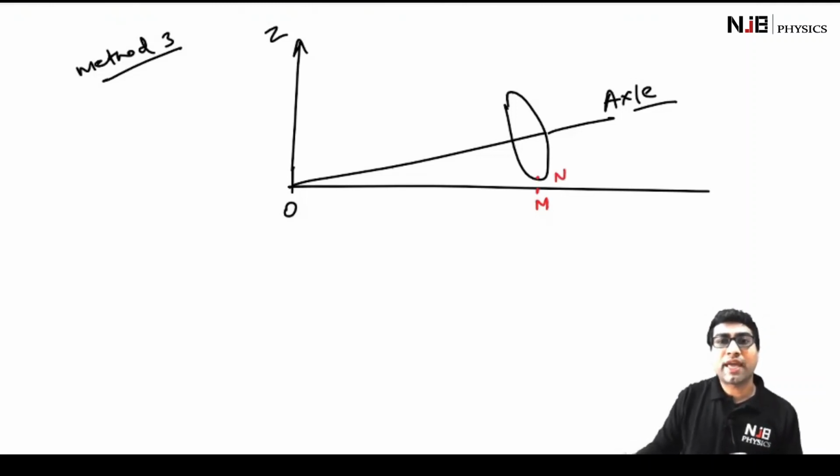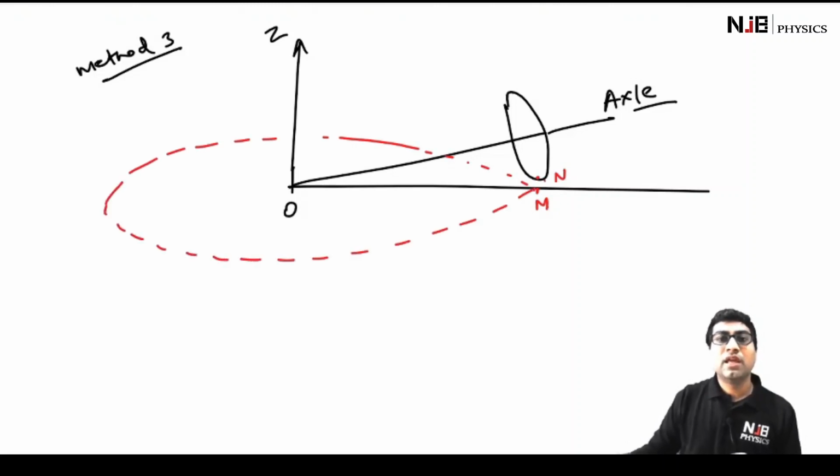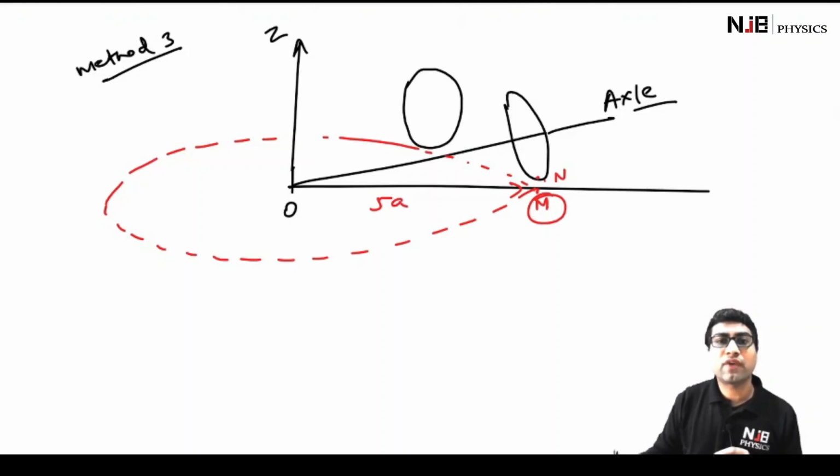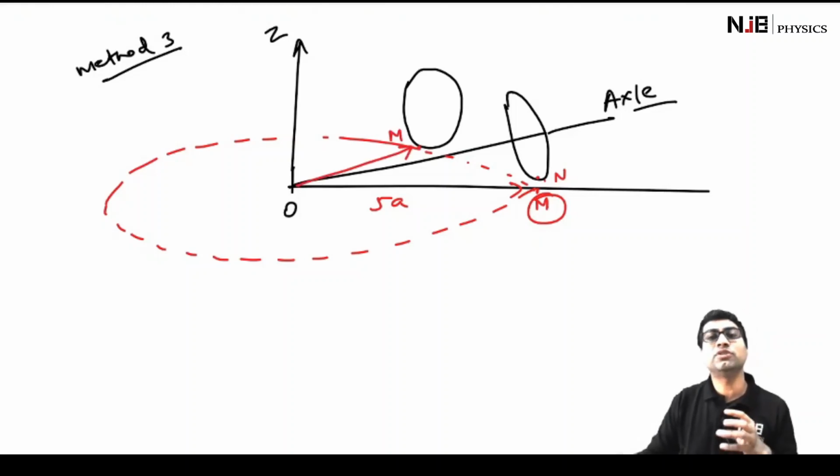If we look at this point M, it is going to revolve in a horizontal circle like this, as we did in the previous method. Now let's imagine how this disk is going to look after some time. Let's say the disk reaches this point. This is the initial position of M, and the distance from O is 5a. So what will be the final position of point M? The point M will be here, and this is the new position vector of point M. You can see that this position vector of M has rotated by a certain angle. Let's say this angle is theta prime.